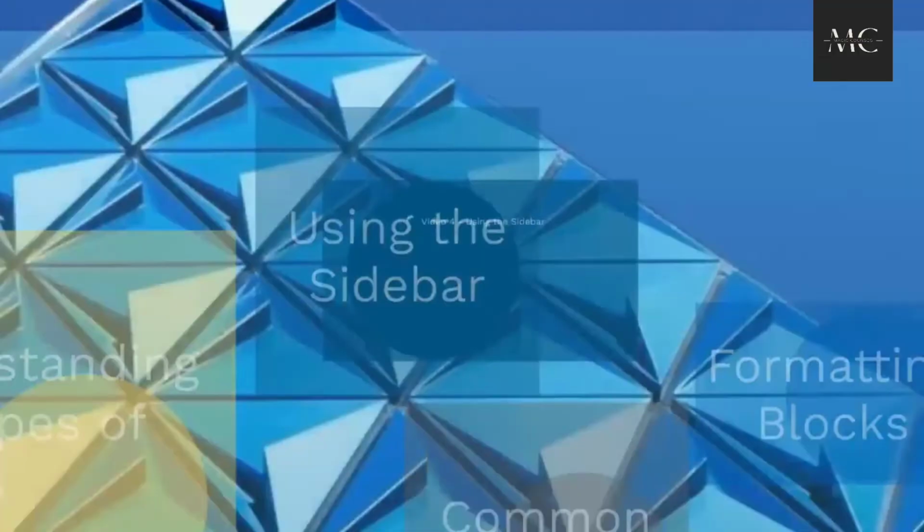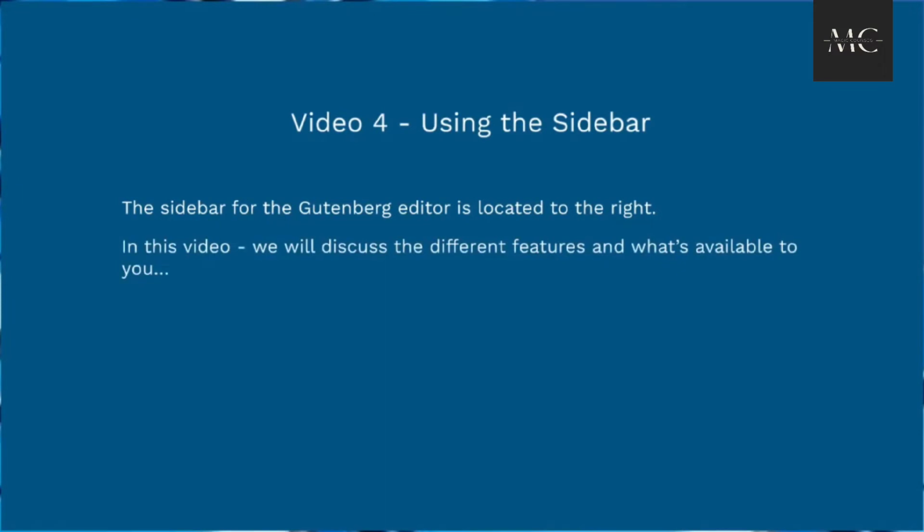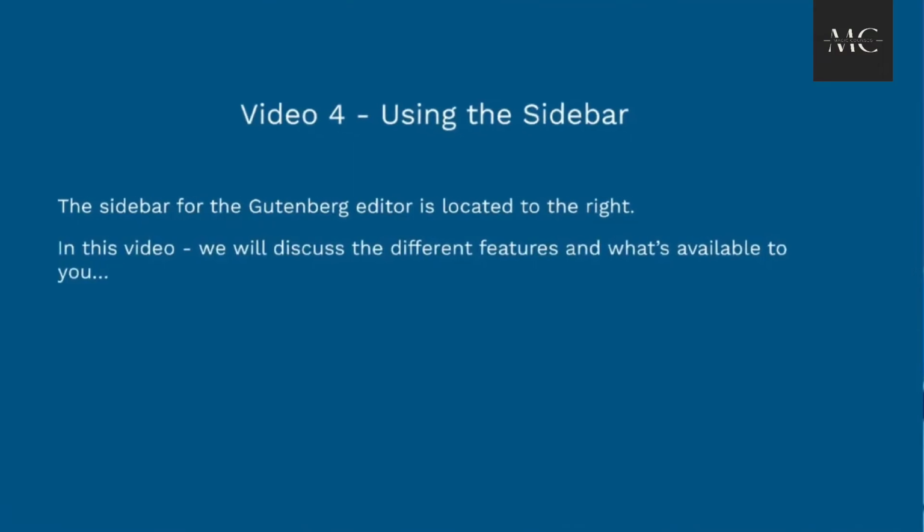Hello and welcome back. This is video number 4, using the sidebar. The sidebar for the Gutenberg editor is located to the right. So we're going to discuss the different features and what's available to you.